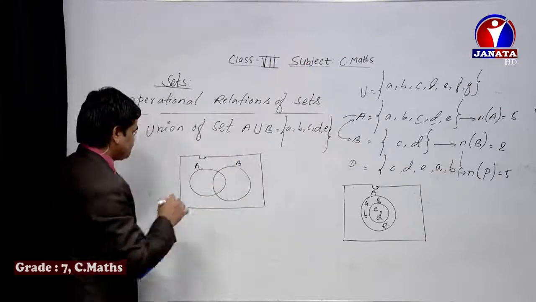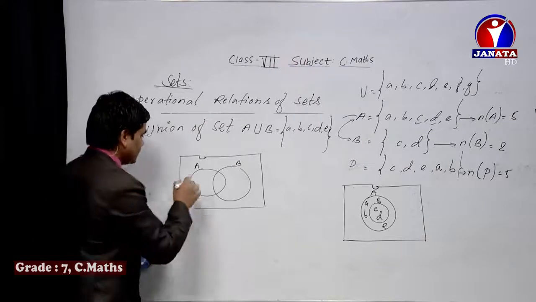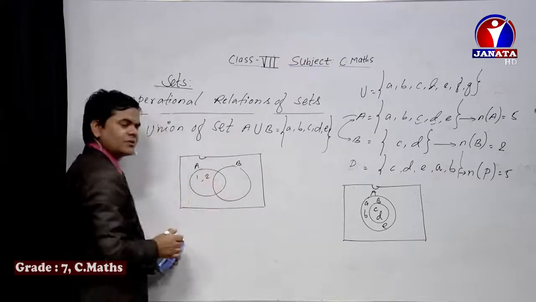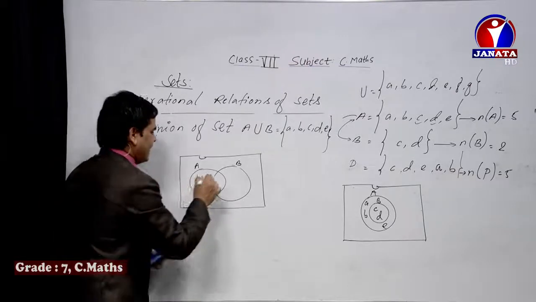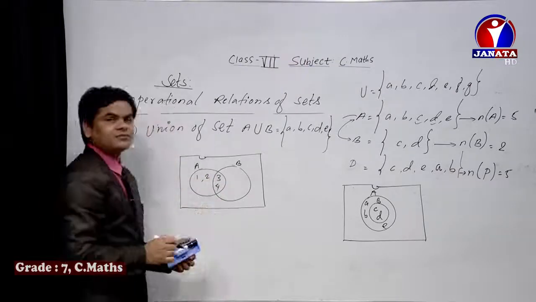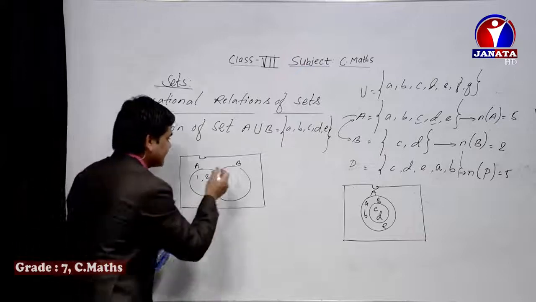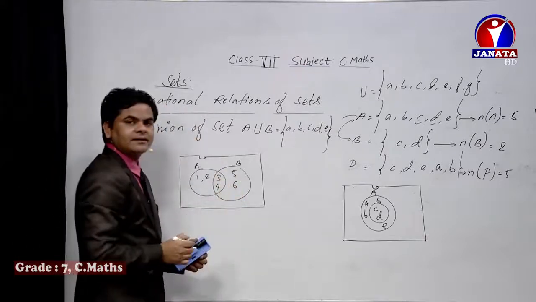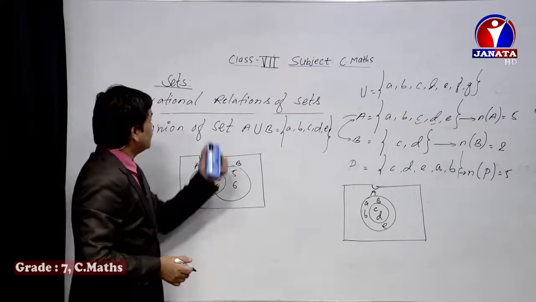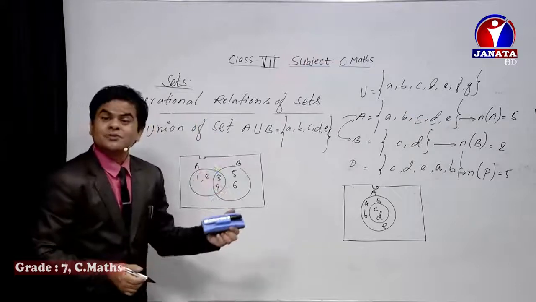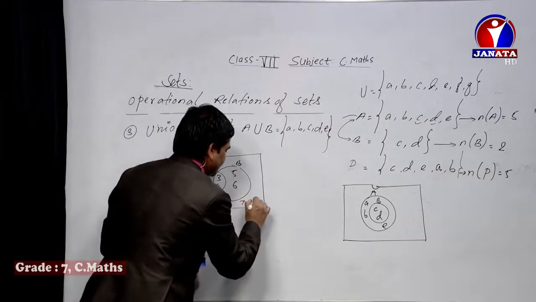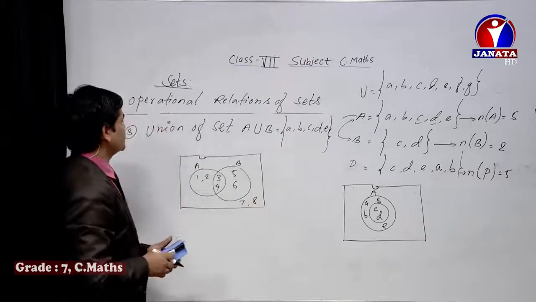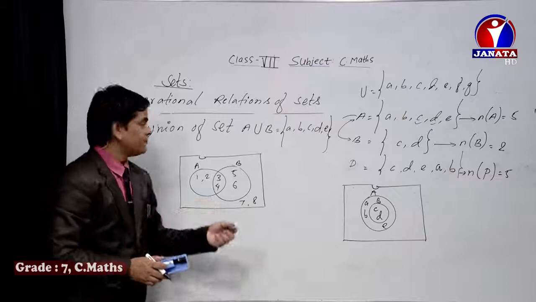Dear students, I'm going to take another example. So 1, 2. Let's keep just two elements here so that it will be easier for you to understand. Now here I'm going to keep 3 and 4. And again on this side I'm going to keep 5 and 6. Of course, the universal set also should be there. It's a superset. That's why let's include other elements in here also, so that it will be easier to understand other parts of operational relations.